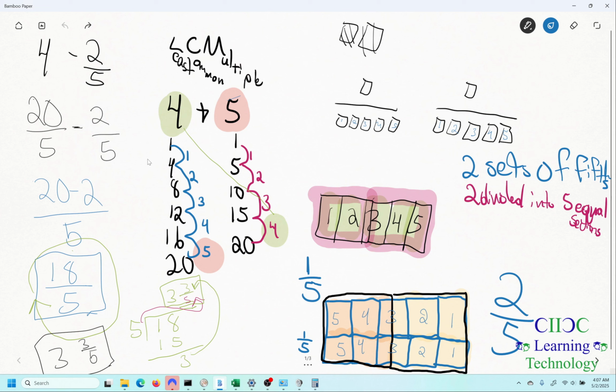Or if you were to look at this again, you would have a set of 4, another set of 4, another set of 4, another set of 4, if you were to add them all together, because that's all multiplication is. Same thing here: 5 times 1, 5 times 2, 5 times 3, 5 times 4. Or again, you can think about it this way.